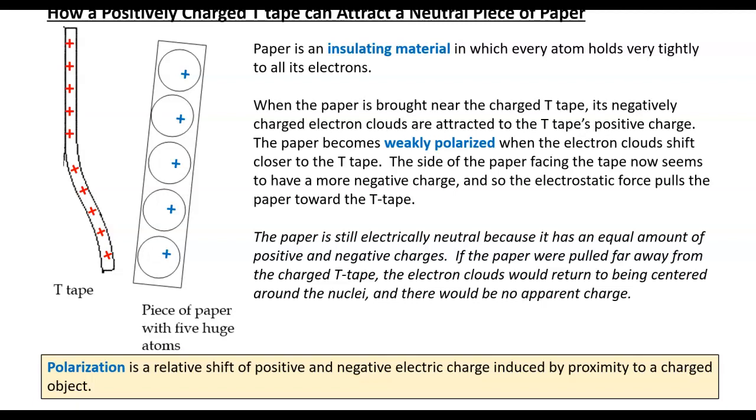The paper is still electrically neutral because it has an equal number of positive and negative charges. If you pulled the paper further away from the top tape, the electron clouds would return to being centered around the nuclei, and there would be no apparent charge. So there's an important word that we've introduced here called polarization. Polarization is a relative shift of positive and negative electric charges that is induced by proximity to a charged object.